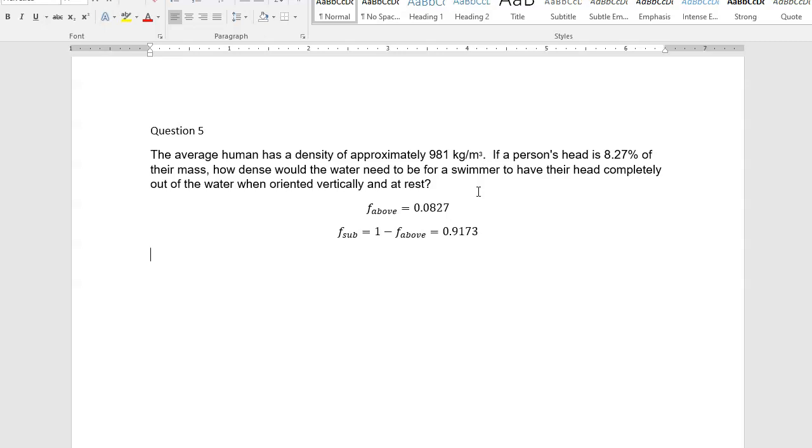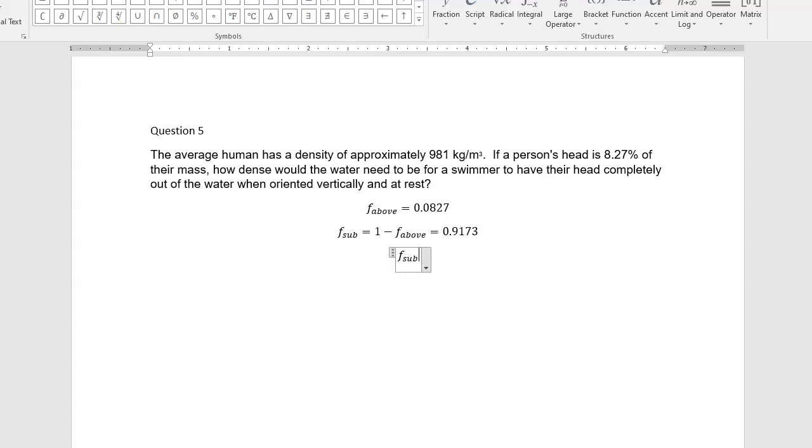And we can take our density ratio. The submerged fraction is the density of the person divided by the density of the fluid, right? Density of the person divided by the density of the fluid. And so we now know the density of the person. We're looking for the density of the fluid, right? How dense would the water need to be?